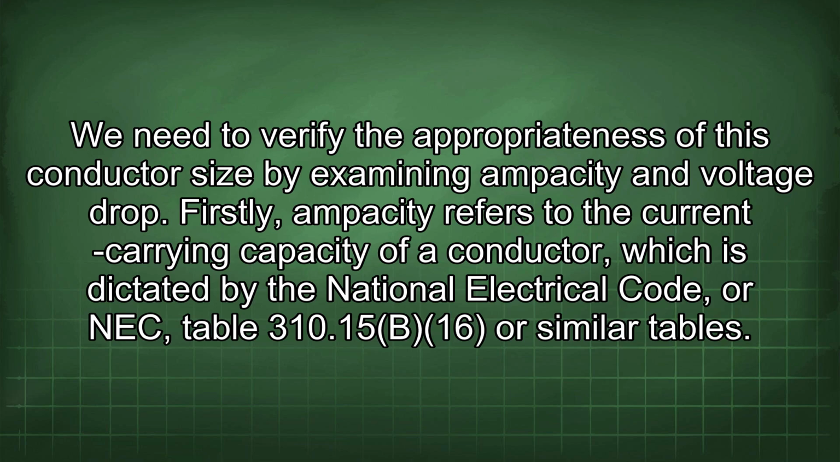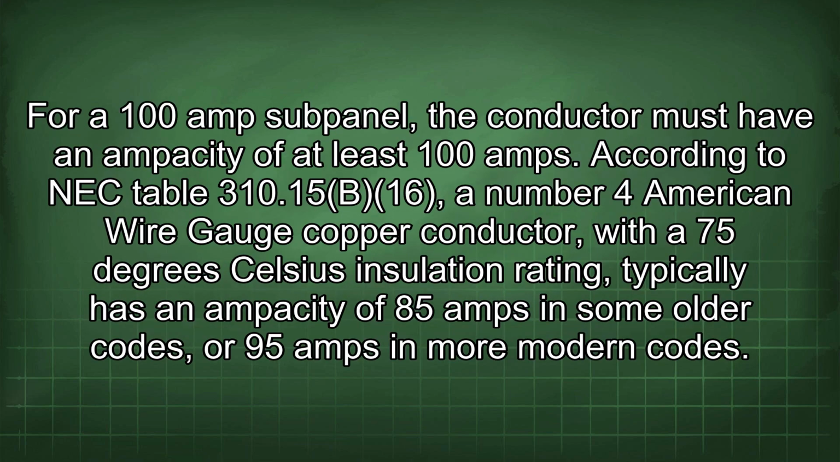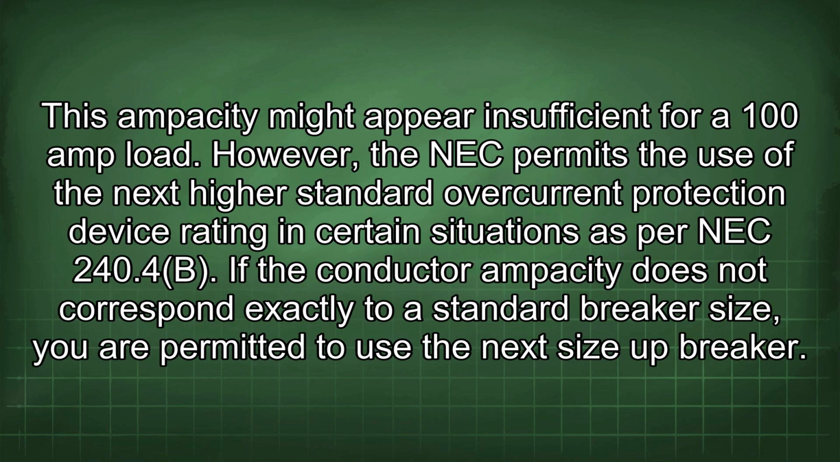Firstly, ampacity refers to the current carrying capacity of a conductor, which is dictated by the National Electrical Code, or NEC, Table 310.15(B)(16) or similar tables. For a 100 amp subpanel, the conductor must have an ampacity of at least 100 amps. According to NEC Table 310.15(B)(16), a number 4 American wire gauge copper conductor with a 75 degrees Celsius insulation rating typically has an ampacity of 85 amps in some older codes, or 95 amps in more modern codes. This ampacity might appear insufficient for a 100 amp load.